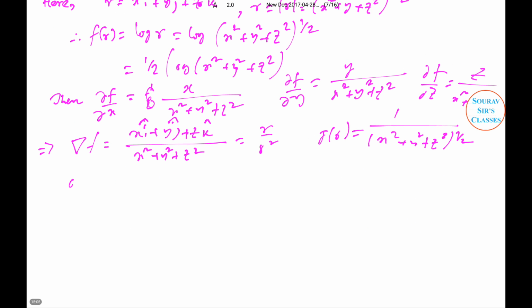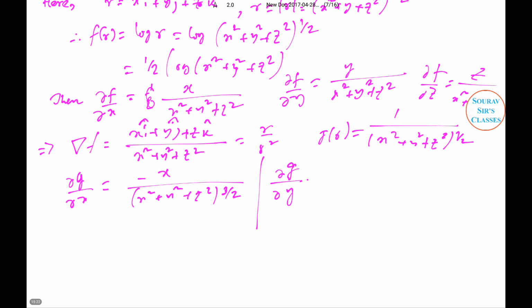So here we can do another step, that is del g del x. This partial derivative will give you minus x divided by (x square plus y square plus z square) whole to the power 3 by 2, and del g del y is minus y, just the same way we have done the previous one, and so is del g del z.